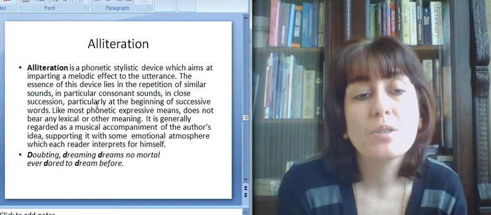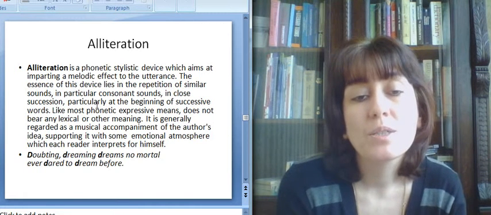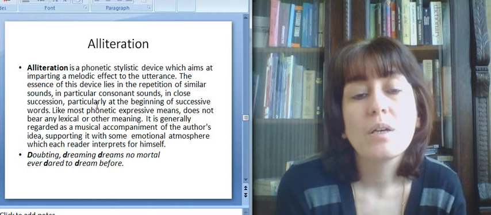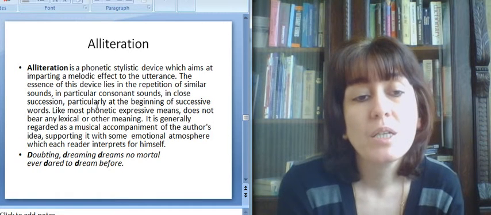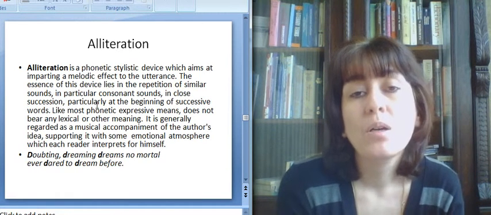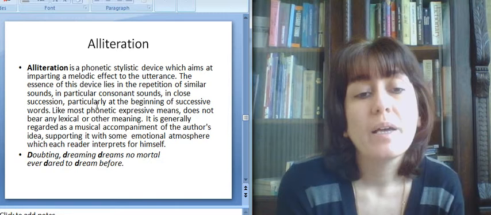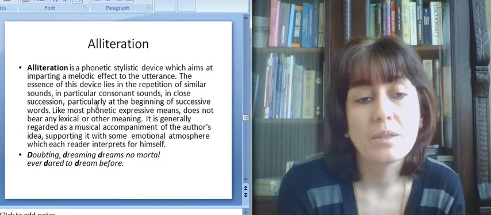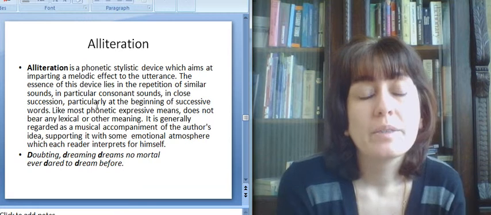Alliteration. Alliteration is a phonetic stylistic device which aims at imparting a melodic effect to the utterance. The essence of this device lies in the repetition of similar sounds, in particular consonant sounds, in close succession, particularly at the beginning of successive words. Like most phonetic expressive means, it does not bear any lexical or other meaning.